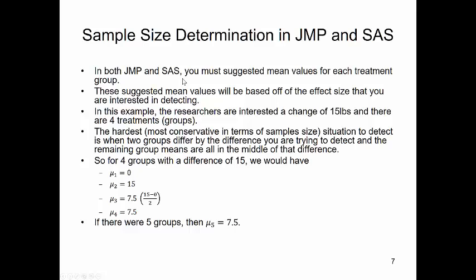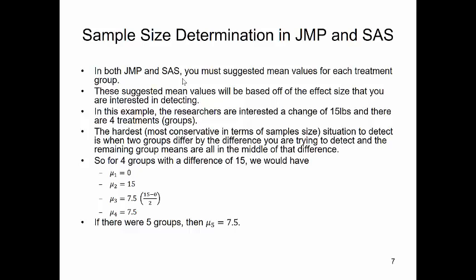So in both JMP and SAS, and also in many of the R packages, you must adjust the mean values for each treatment group. The reason is that those mean values will tell JMP or the software how many groups you have. And they look at those mean values to figure out the effect size that you're trying to detect.